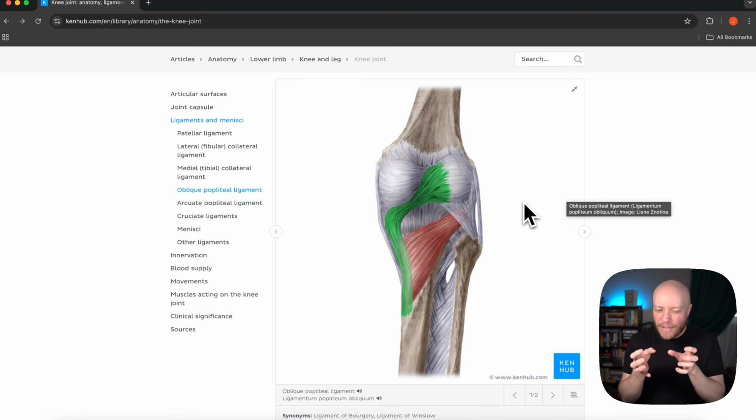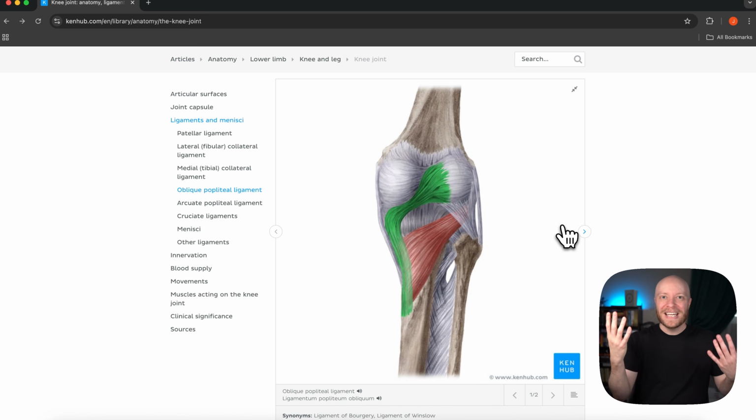It's also going to help limit some rotation as well, but it's really going to be there to help limit hyperextension. This is just a ligament that whenever I ask people, how many ligaments are in the knee? They're like, four. And I'm like, well, no, there's actually more than that. If we count them all up, there's pretty much 7 large ligaments that everyone would agree on.